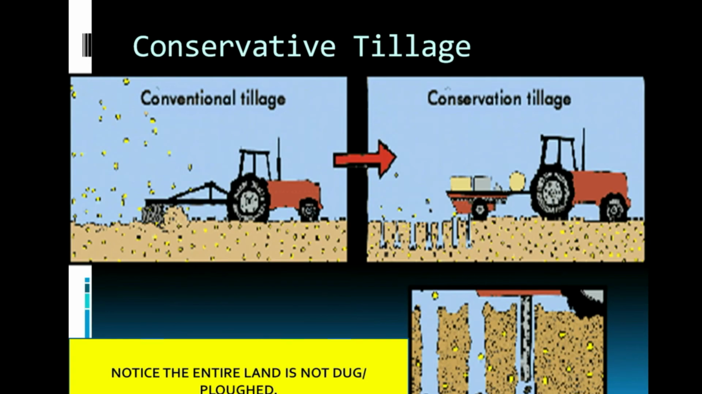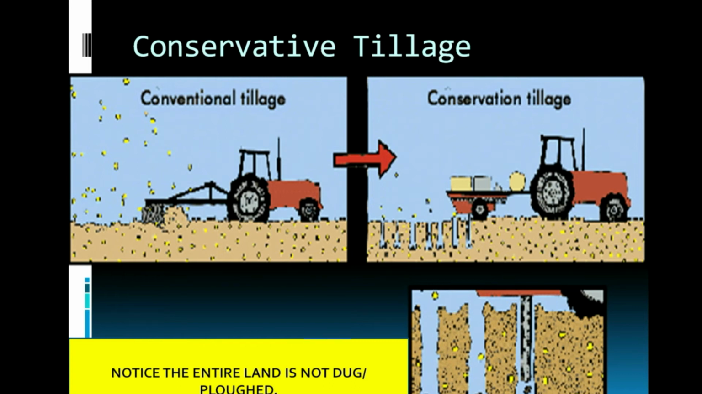Now we also have conservative tillage. And as you can see on the left-hand side, we are seeing conventional tillage, whereas on the right-hand side, we are seeing conservation tillage or conservative tillage. Now, the image on the left-hand side highlights a traditional approach where the entire land would be plowed or dug up. Whereas conservative tillage has to do with only specific areas being dug or entry points being made into the soil to facilitate soil seeding or perhaps seedlings to be planted.